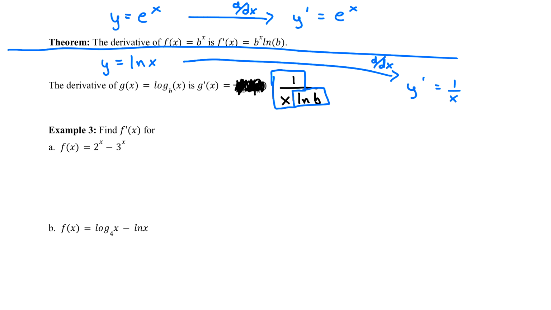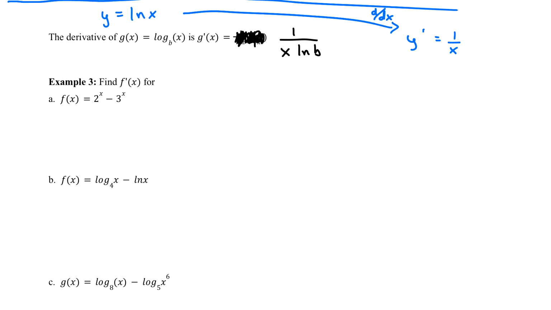So in exponential functions, we are multiplying by the natural log of b. In logarithmic functions, we are dividing by natural log of b. Other than that, they're going to look very similar to the derivatives of e to the x and natural log of x. So we'll work through a few examples here.